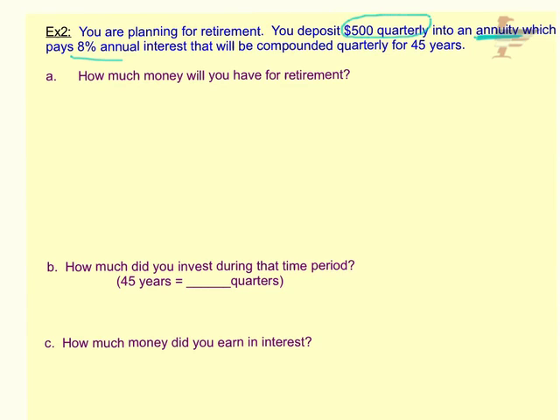You've got your annual interest rate, and it's going to be compounded quarterly for 45 years. So what you can figure out is if this is your plan, if you plan to put in $500 4 times a year for the next 45 years, how much money will you have for retirement? So they're looking for that total amount. So there'll be a video to go through this, and we'll practice this in class also, but these are the kinds of problems we look at for calculating the total balance on an annuity.